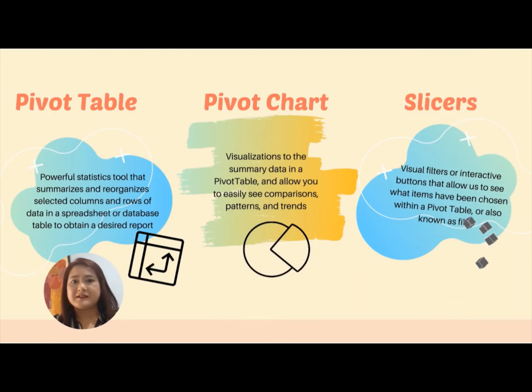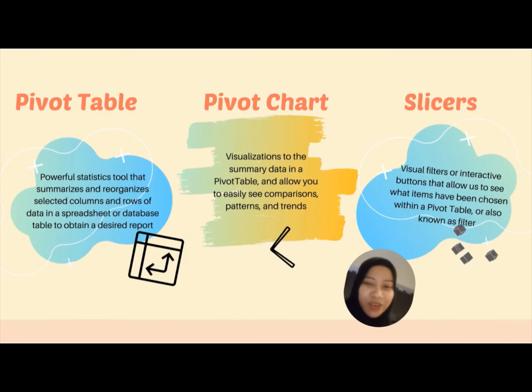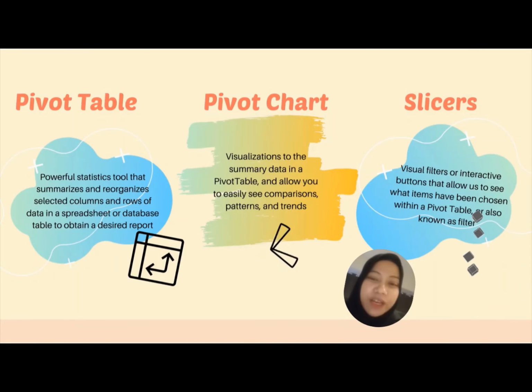That's great, Hanim, and it is so easy to use. As you can see, Pivot Table is indeed a powerful statistical tool that summarizes and organizes selected columns and rows of data in a spreadsheet or database to obtain a desired report. That's right. And in order to visualize data in the pivot tables, pivot charts come in handy, where they allow us to see the comparison, patterns, and trends. And slicer, also known as a filter, is a visual filter or interactive buttons that allow us to see what item has been chosen within the pivot table.